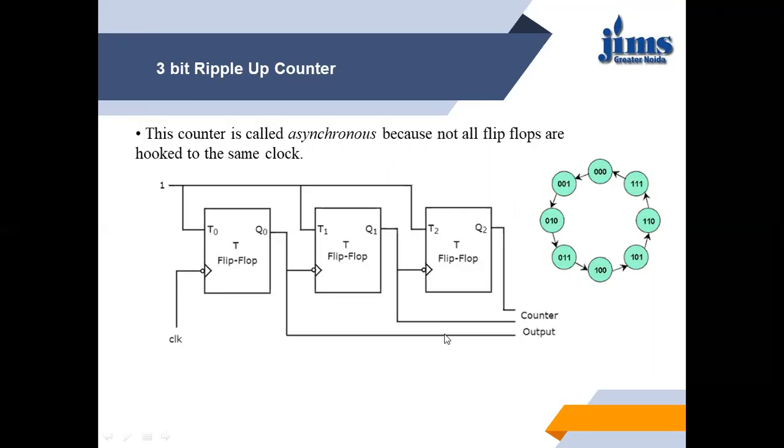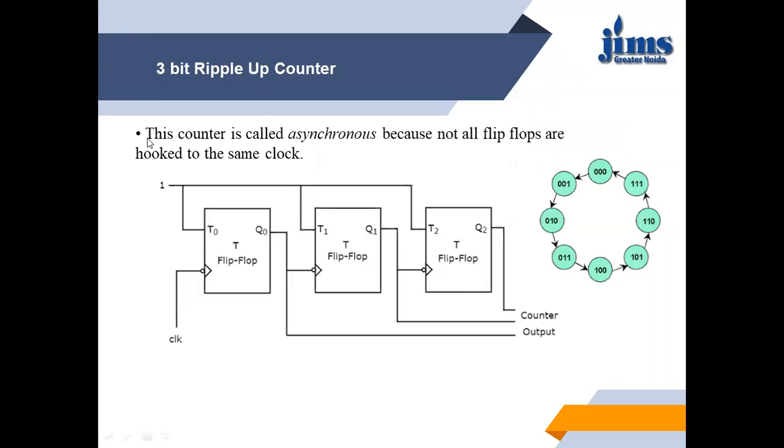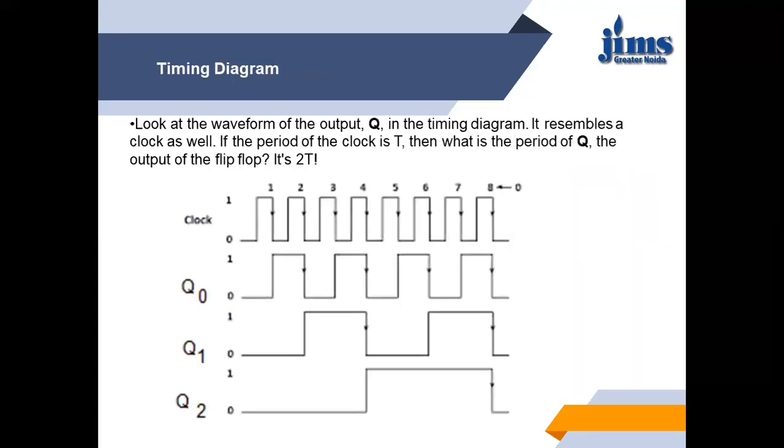So here you see the timing diagram. This Q0 is your LSB. Initially all flip-flops are reset, that is 0, 0, 0. The initial value is 0. Now we are looking only at the first flip-flop. Input is 1, that is T is 1, and here is your clock. Whenever the clock is active, that is the negative edge, the output will toggle. We look only at Q0, the LSB. The initial value is 0. The first clock is here.